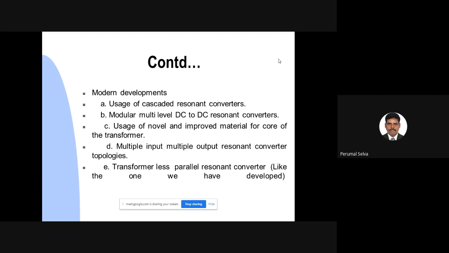So multiple input, multiple output resonant converter topologies, right? On the secondary side we are using a 1:3 transformer. So 3 output levels we obtained, right? So transformer-less parallel resonant converter, like the one we have developed, right? Parallel resonant converter means not a DC to DC converter, it is a DC to AC converter, right? So next slide.